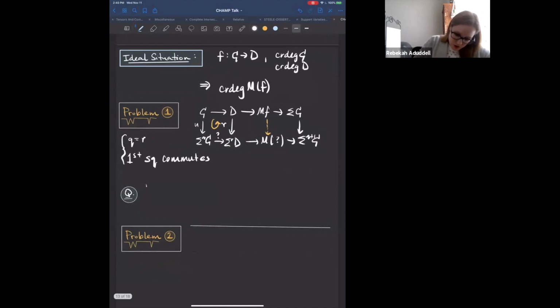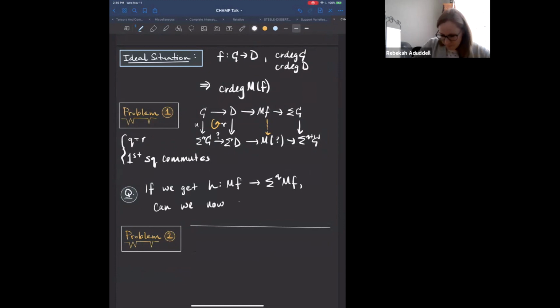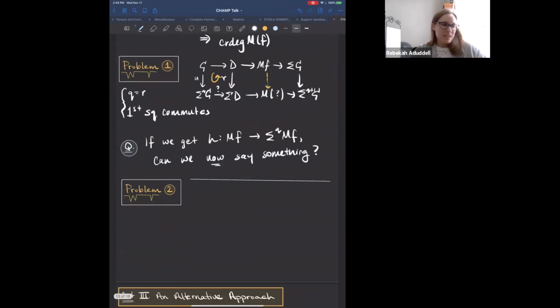Then, if we get an induced map, say H, on the mapping cone, can we now say something? And the answer is no. The issue here is the mapping cone is almost never minimal, even if you start off with two minimal complexes. And we can't really say what it looks like.